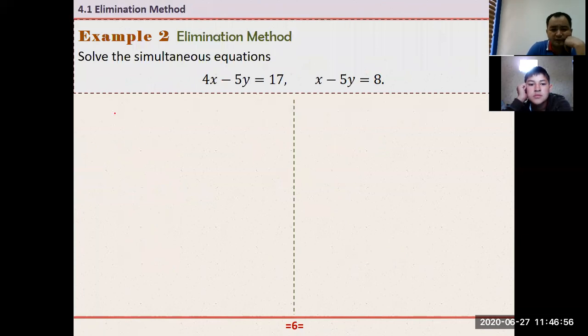Another example. First we have to write the first step. 4x minus 5y equals 17. x minus 5y equals 8.